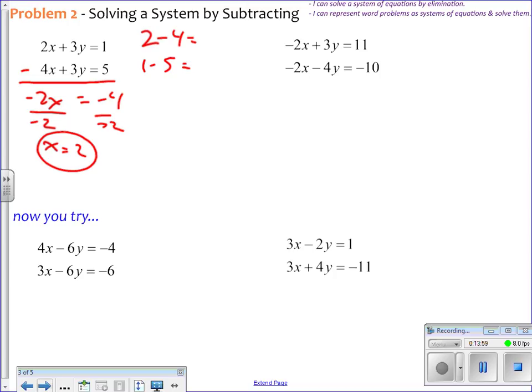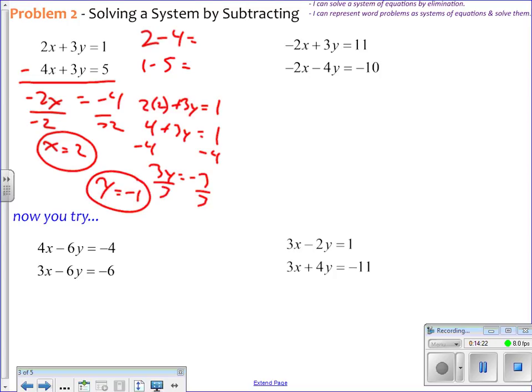Now, I can solve once again, I got to put 2 in either equation. Either one doesn't matter. I'm going to put it in the top. 2 times 2 plus 3y equals 1. 4 plus 3y equals 1. Subtract 4. 3y equals negative 3. Divide by 3. Y equals negative 1.